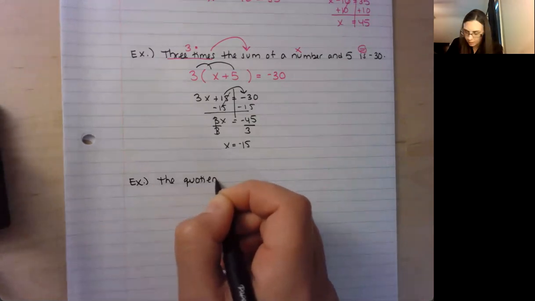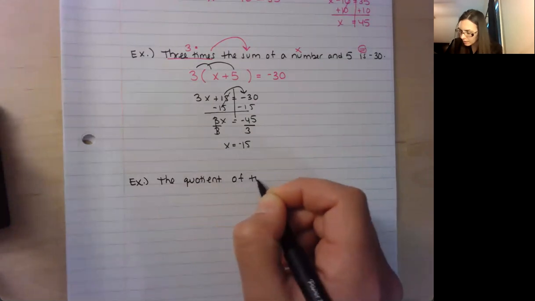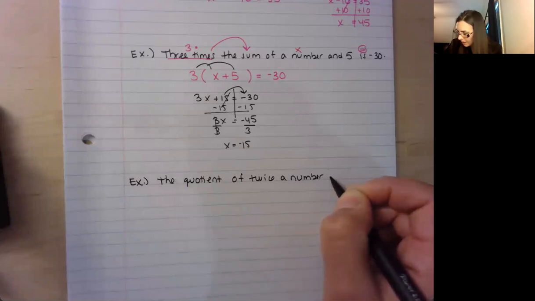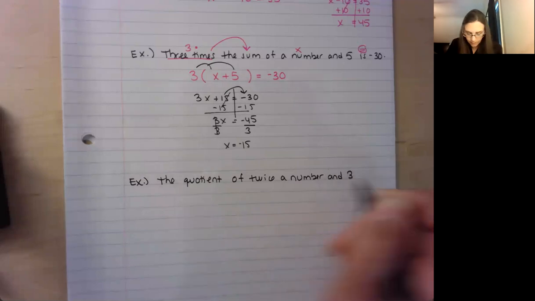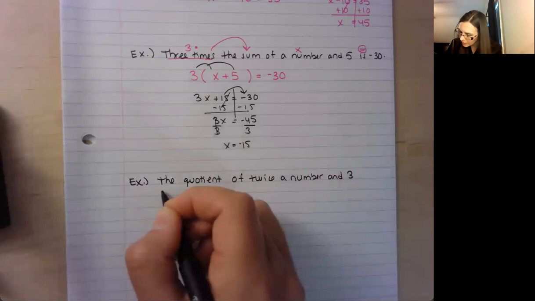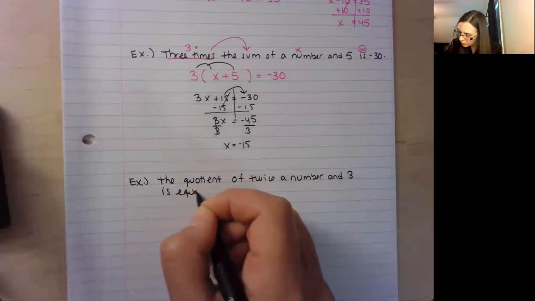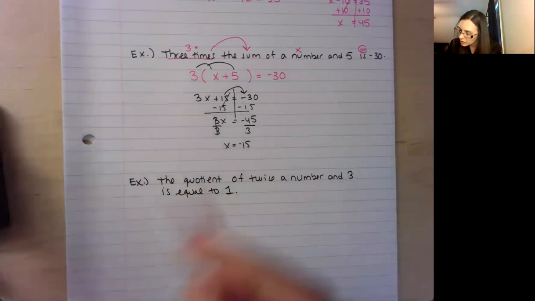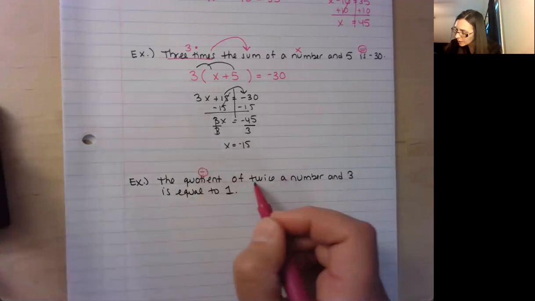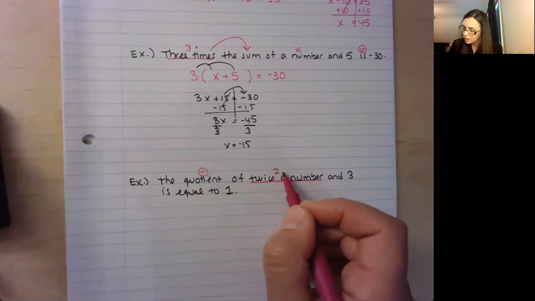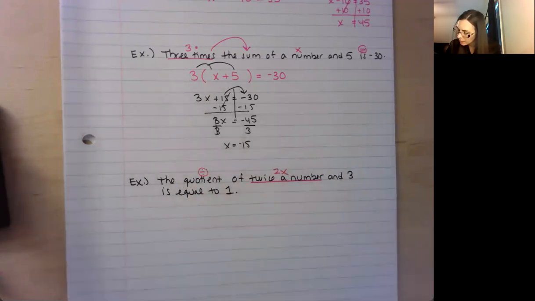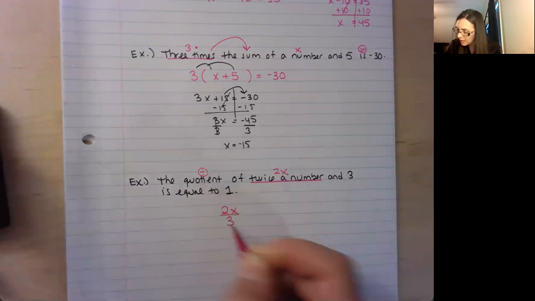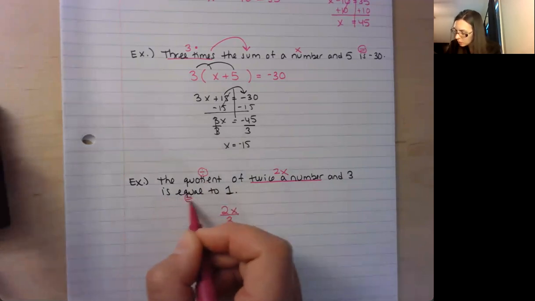The quotient of twice a number and 3, running out of room here, is equal to 1. So quotient, remember, means division. And we have twice a number, so that's going to be 2x. So we're looking at the quotient of 2x and 3 is equal to 1.